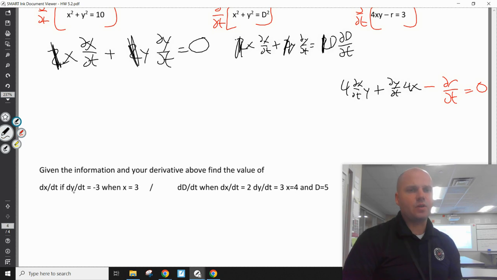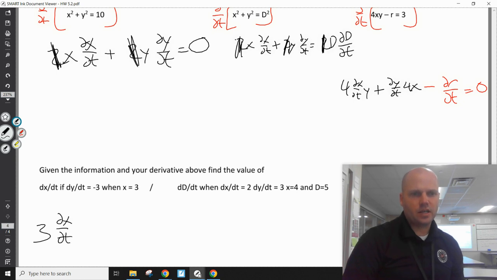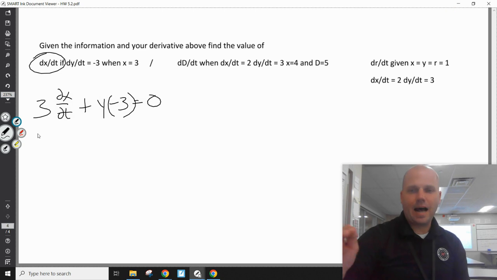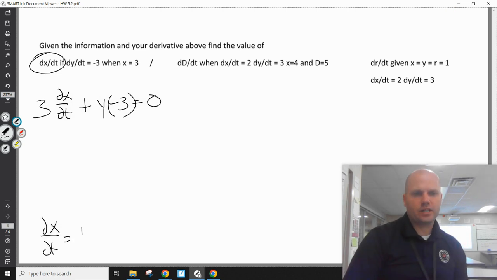What's dx dt if dy dt is -3 when x is 3? Okay, when x is 3, I get 3 times dx dt. I'm using my change equation because I'm trying to find dx dt. dy dt is -3, and I get equals 0. A lot of you will probably answer that the answer is positive 3y over 3, or the answer is y. Not the answer. We are looking for a numerical answer for dx dt.